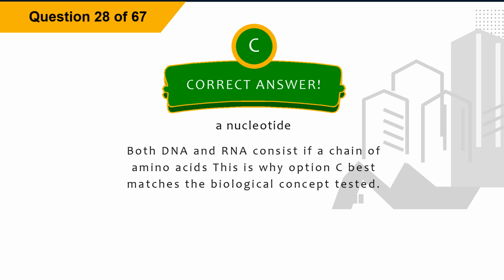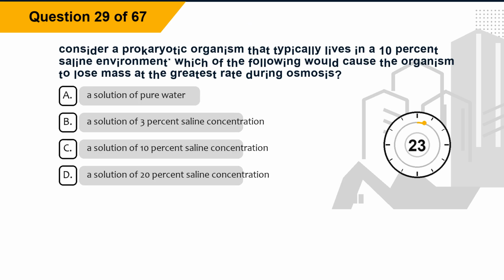This is why option C best matches the biological concept tested. Question 29. Consider a prokaryotic organism that typically lives in a 10% saline environment. Which of the following would cause the organism to lose mass at the greatest rate during osmosis?